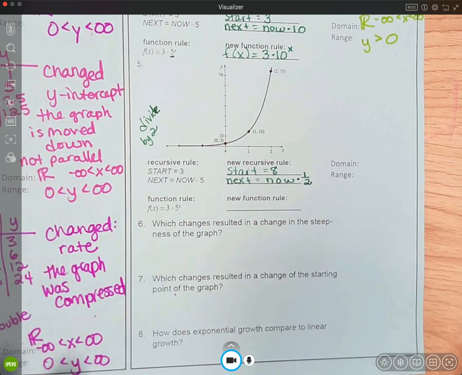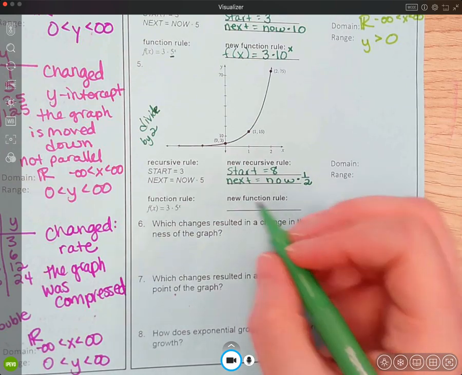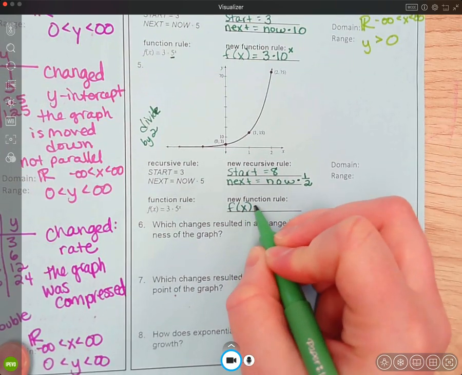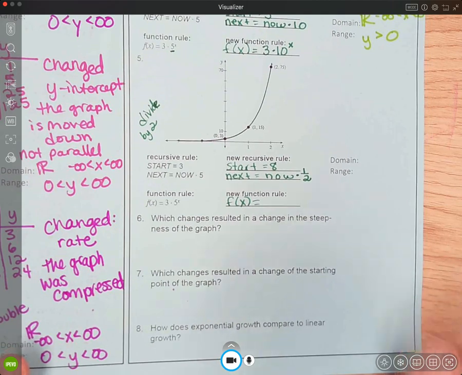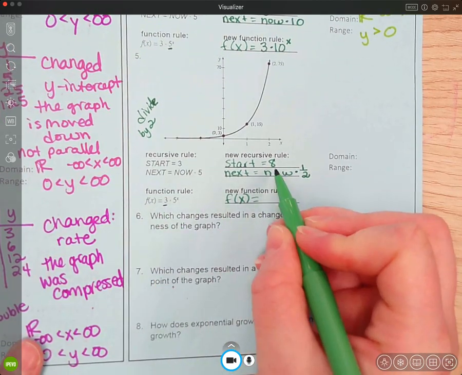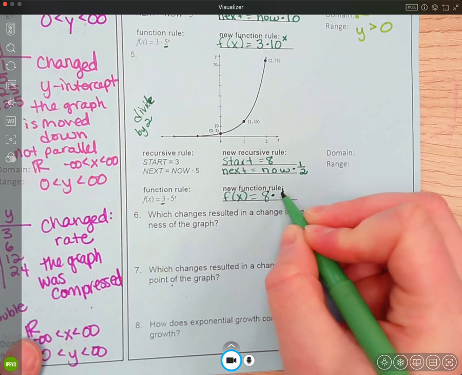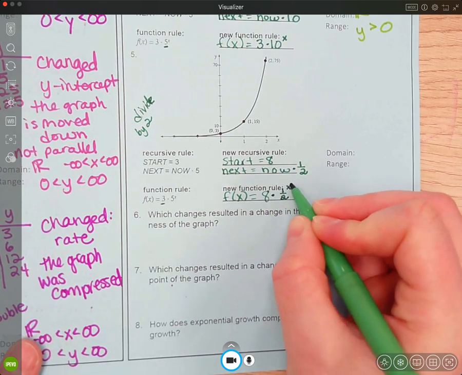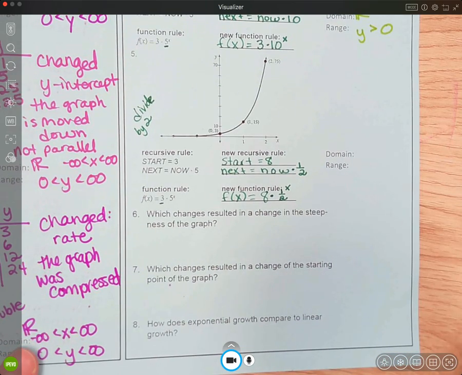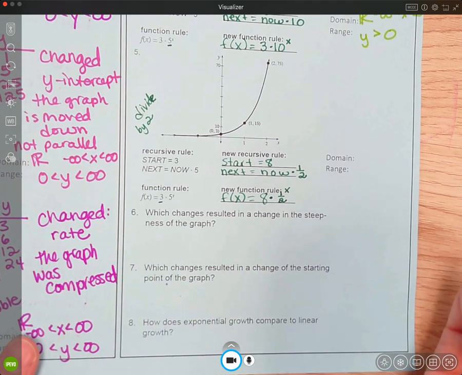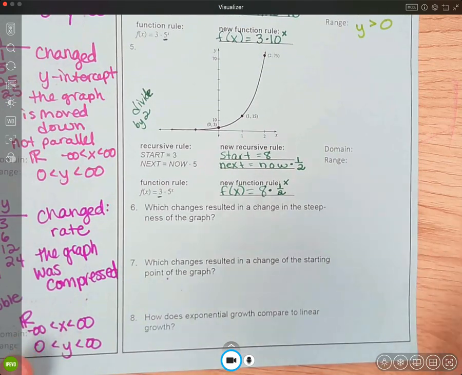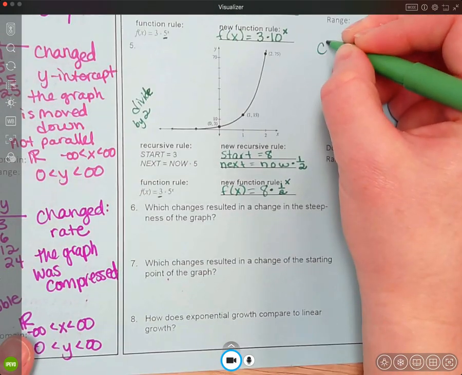So our rate is half. It's like a half-life. Something is decaying. It's going down. So f of x equals, our first number was 3, but now it's 8. 8 times a half. Yep, 8 times half raised to the x. Half is our new rate. It's actually decreasing. So let's write what we changed.